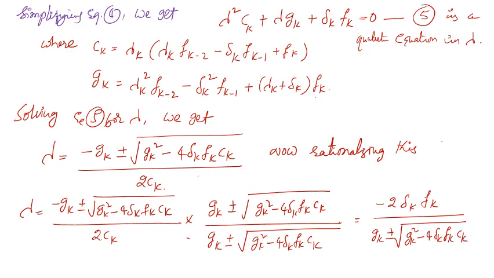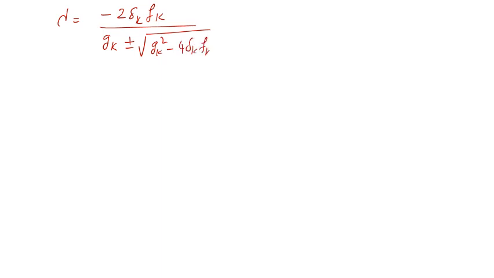Okay, so what is the lambda value? Lambda = -2 delta_k f_k/(g_k ± sqrt(g_k^2 - 4 delta_k f_k c_k)), and let it be lambda_{k+1}. Lambda is now taken as lambda_{k+1}.